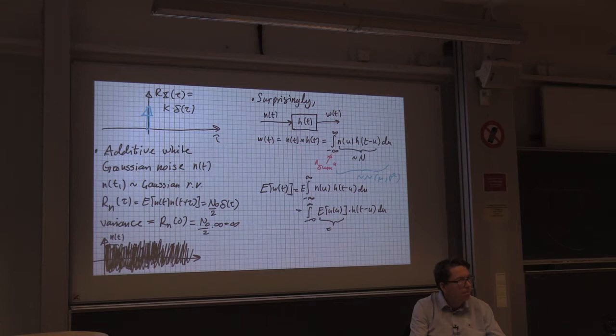Do you remember what the average value of the noise was? The mean of the noise? It's 0. So the integrand is 0, and it doesn't matter how much we integrate 0, we still get 0. Okay, good. So mu, the mean, the average of the output, is 0.